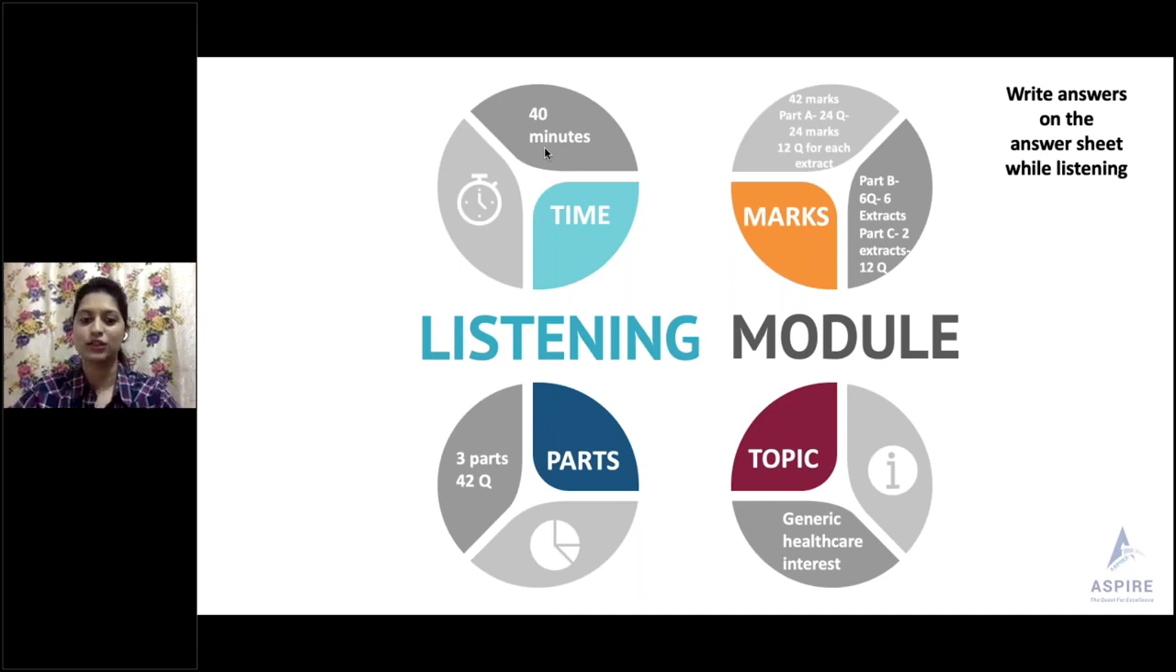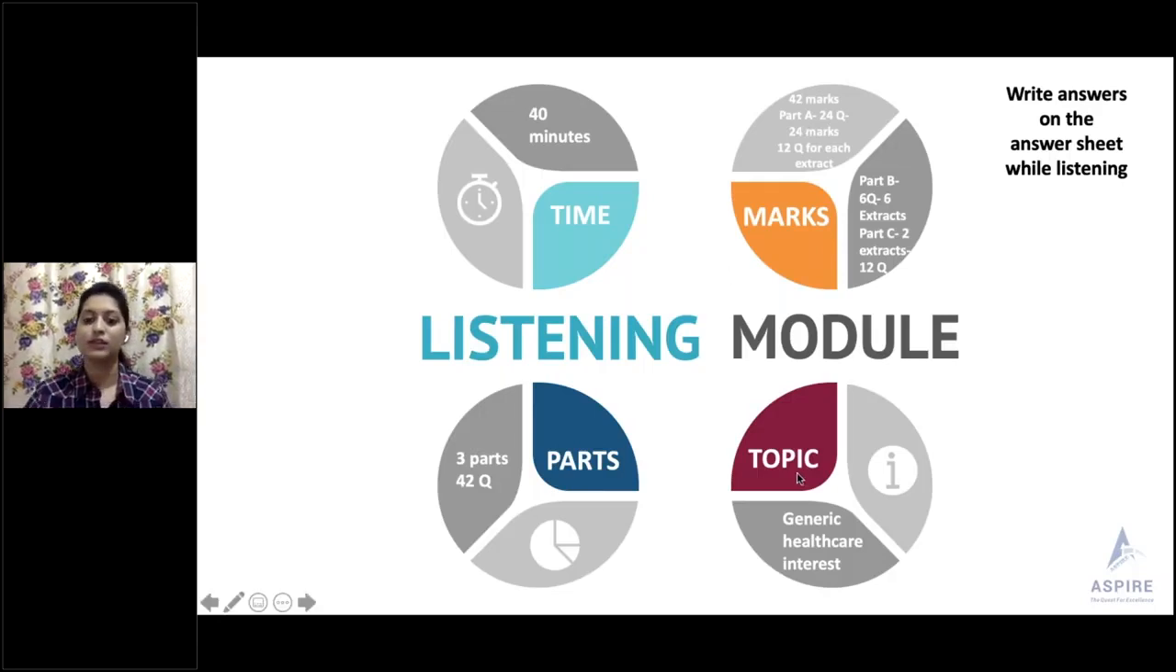The listening test is organized into three parts, namely A, B, and C. And in each part, there are different types of questions and different types of tasks. So there are 42 questions in total. Part A consists of 24 questions, and you'll have 12 questions for each extract. So that's basically 2 extracts for 24 marks. Your part B will have 6 questions with 6 extracts. So basically each extract will have a question. And part C will have 2 extracts and 12 questions.